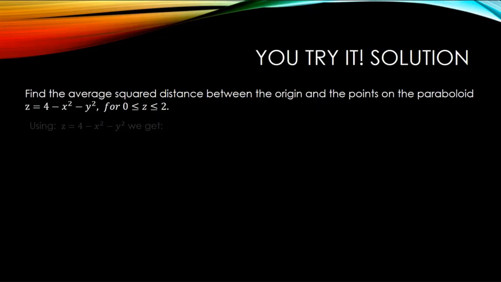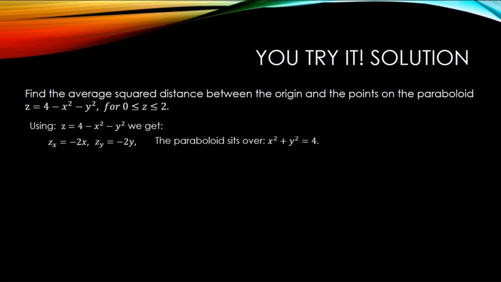I have an explicitly defined description for my curve, and I'm going to use z is equal to 4 minus x squared minus y squared to get z sub x is equal to negative 2x and z sub y is equal to negative 2y. My paraboloid sits over a circle given by the equation x squared plus y squared is equal to 4. The square root of z sub x squared plus z sub y squared plus 1 is equal to the square root of 4x squared plus 4y squared plus 1, which can be abbreviated using r squared in place of the sum of x squared plus y squared, so that I get the square root of 4 times r squared plus 1.